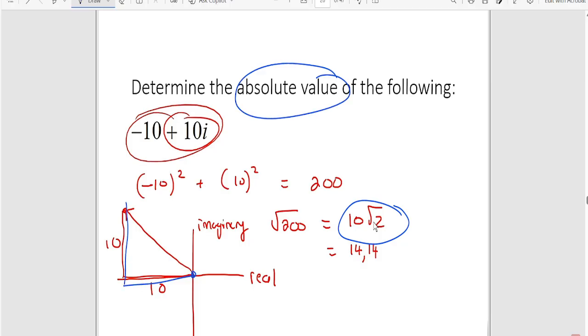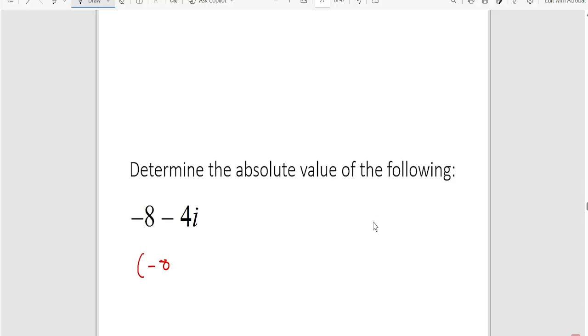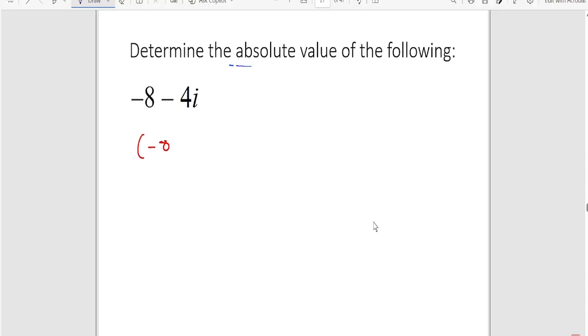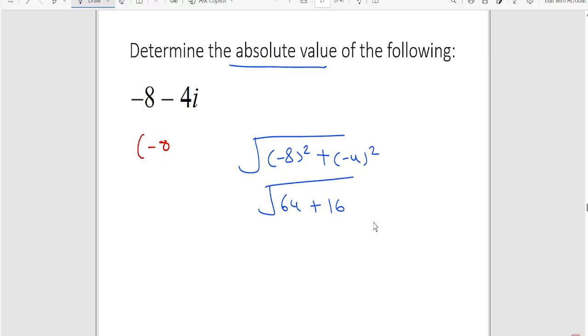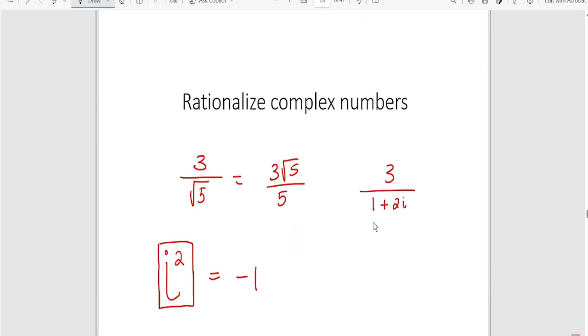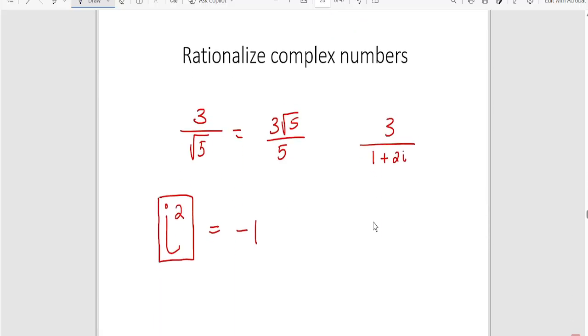Like if this is 10, this is 10, I need to find the distance of this point from 0, which is this. So I can use the Pythagorean theorem for this, right? Now again I have to determine the absolute value. So I take the square root of negative 8 squared plus negative 4 squared, right? Which is 64 plus 16. Then I take the square root of this. This is going to be 80, so √80, right?